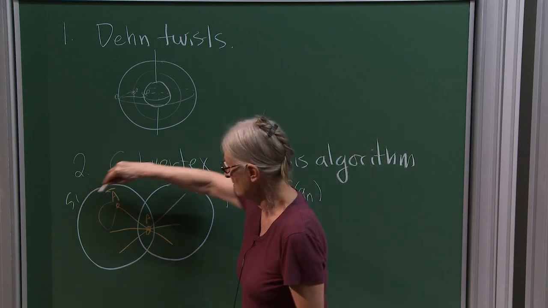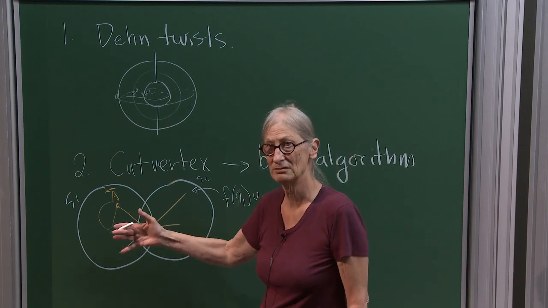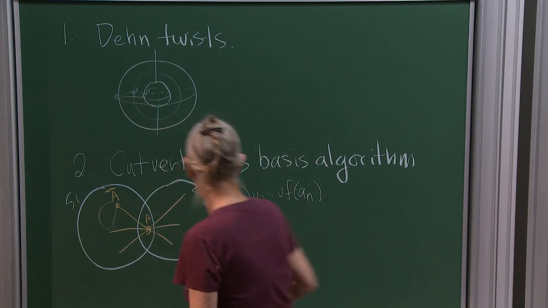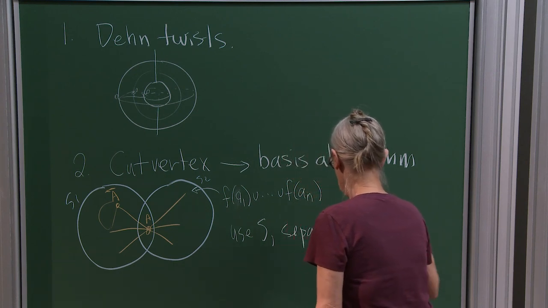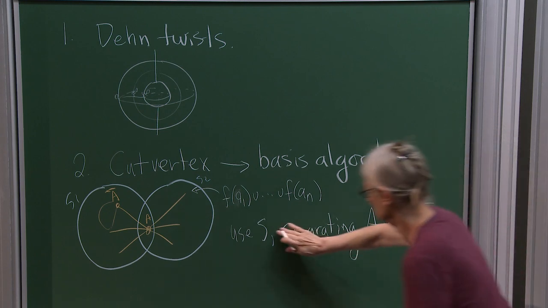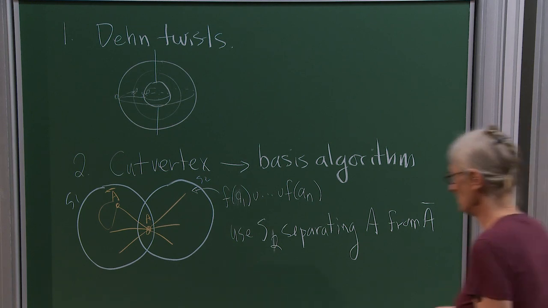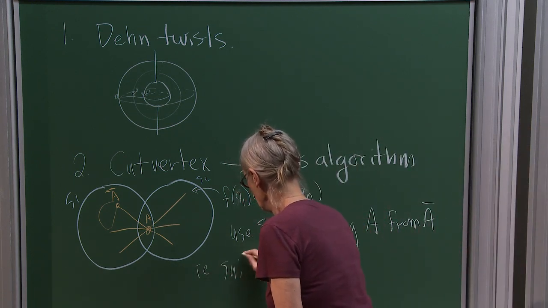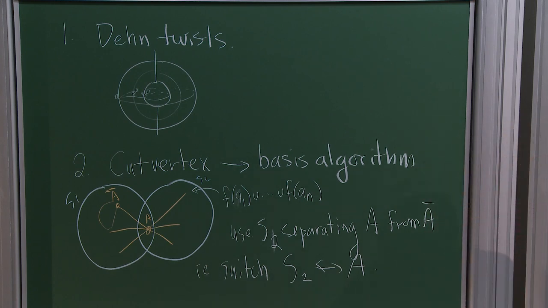So the fact that S1 separates A bar from A means that S1 is a non-separating sphere in the 3-manifold. So you use S2, it separates A from A bar. And what do I mean use S2? If you remember, that means switch S2 with A. So you have a new sphere system, also n separating spheres. It also cuts the thing into a punctured ball.